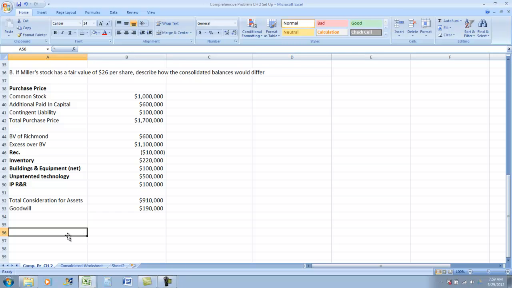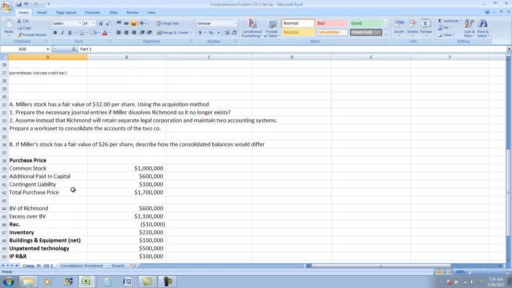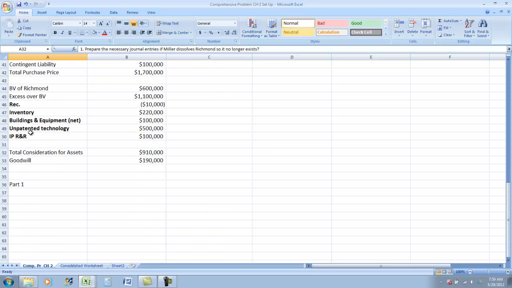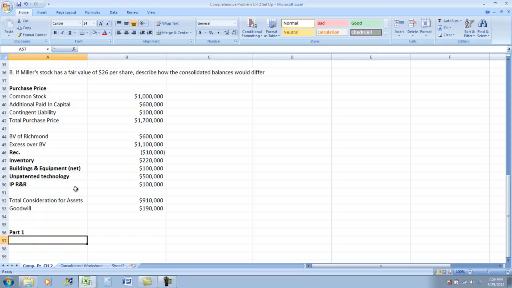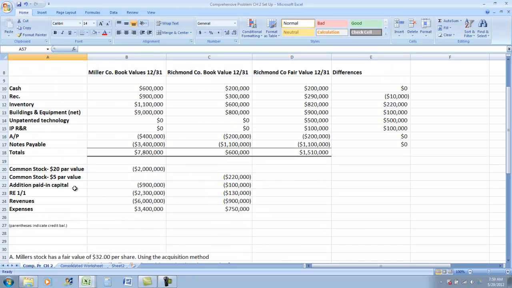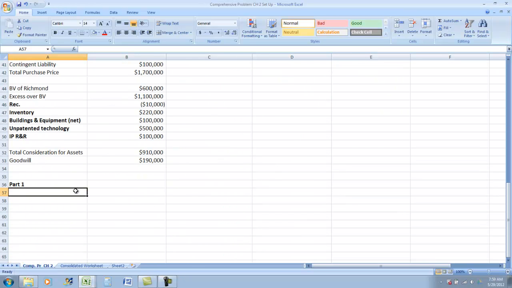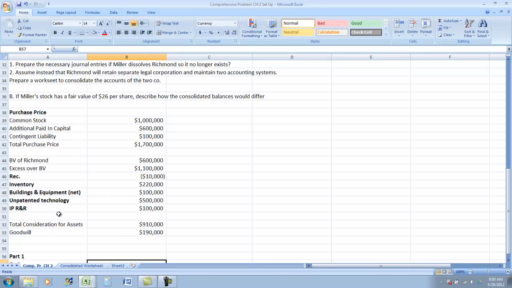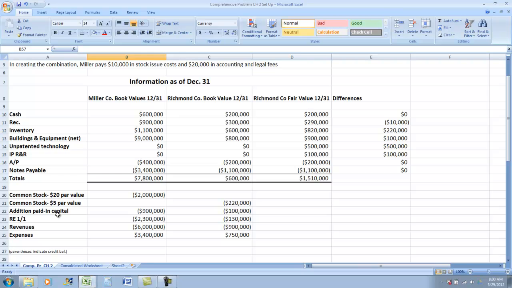So now we're going to do part 1. And part 1 says, prepare the journal entries necessary if Miller dissolves Richmond and it no longer exists. So if Miller dissolves Richmond, we will have to write on Richmond's assets to Miller's books at their fair value. So that's 200,000, right?